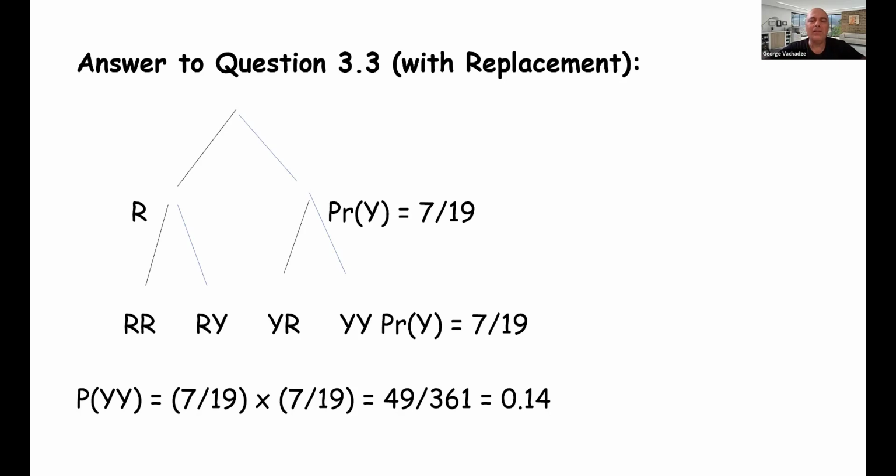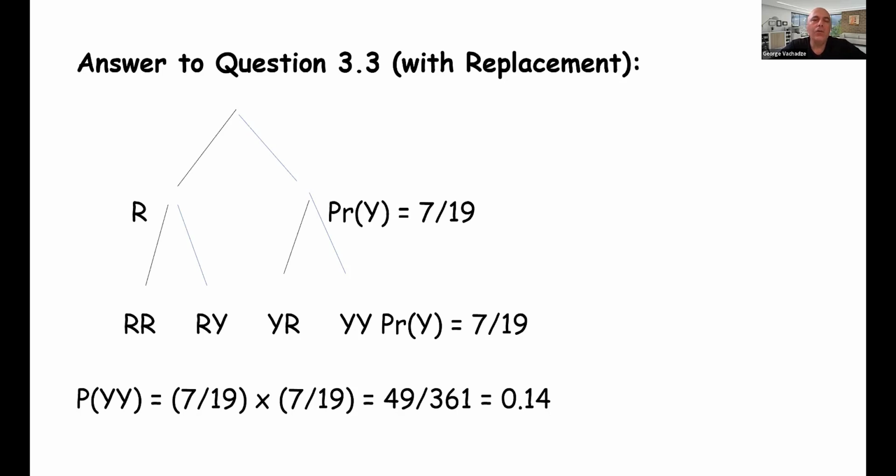That means the probability that we get both balls yellow is the product of 7/19 times 7/19, because those two experiments are independent from each other. We are replacing the ball, so whatever color we took on the first stage does not affect our probability in the second stage. So the probability of taking both balls yellow is (7/19) squared, and that gives us 14%.